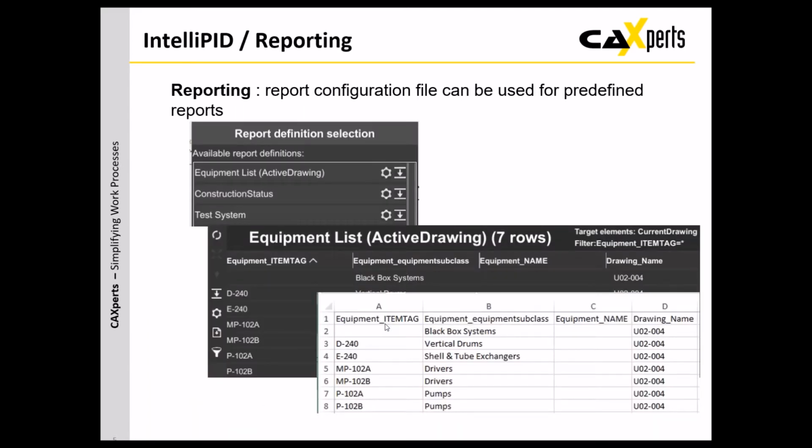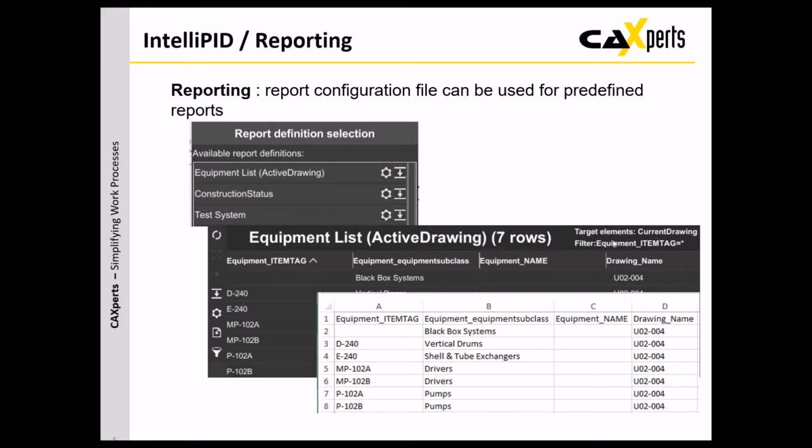The reporting function will allow you to create report configurations. So you can really predefine reports and not always create them on the fly like we did in the past. For instance, you could create equipment lists, you can create valve lists, test system lists, and so on. And as you can see here, the result will be displayed directly in the viewer. You can also see how many rows you get for the active drawing, how many rows you get for the complete data set.